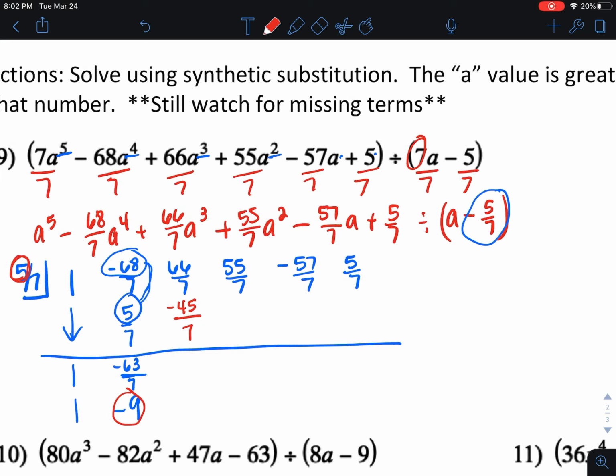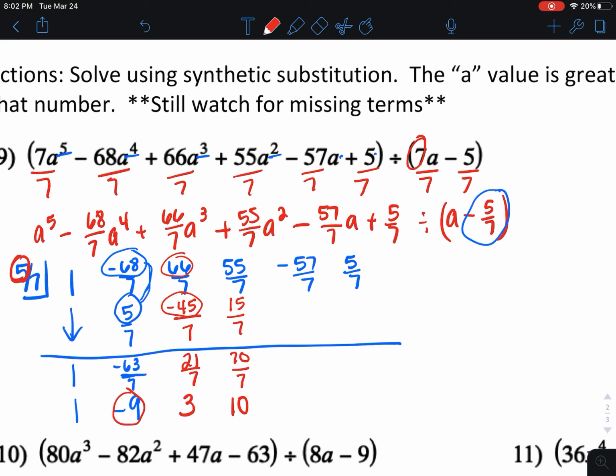Now we have 66 plus negative 45, and that gives me 21, so 21 over 7. And 21 divided by 7 gives me 3. Again, it gets me down to a whole number. Next, take the top: 5 times 3 gives me 15 over 7. If I add 55 plus 15, that gives me 70 over 7, which is 10. 70 divided by 7 is 10.